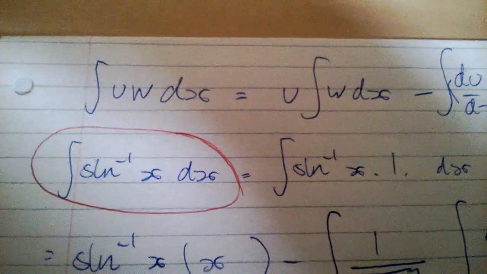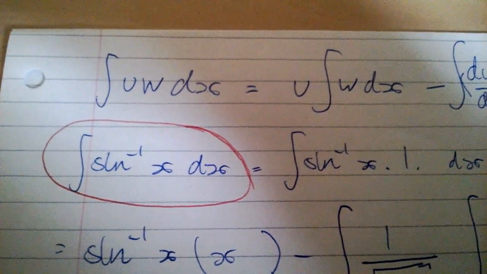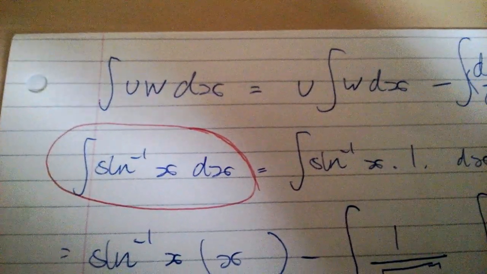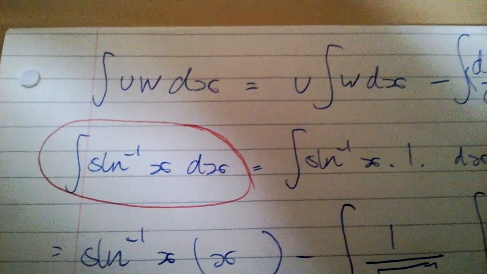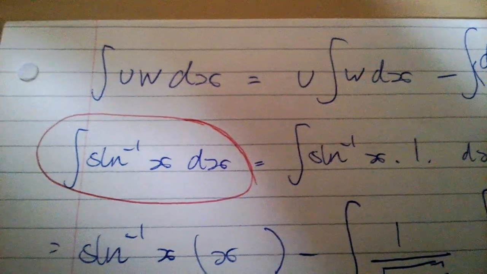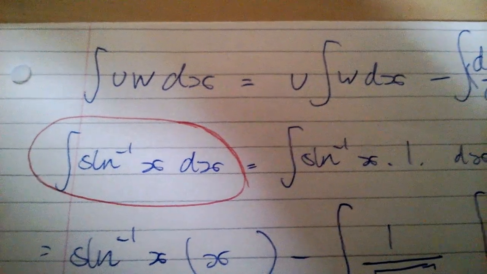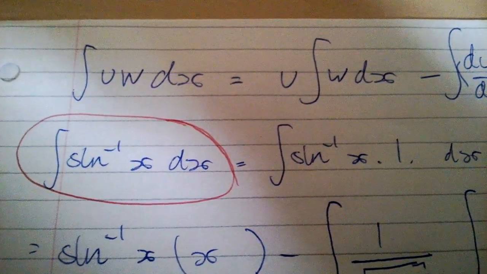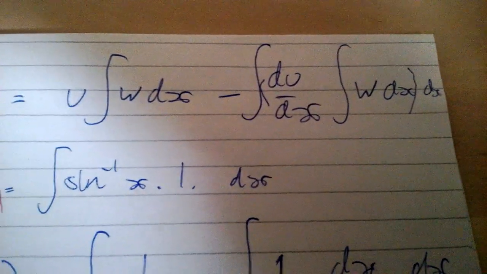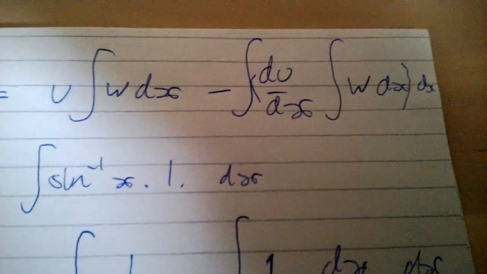Hi, I've just made a video showing how to integrate the product of functions. In my example here, to illustrate, I'm just showing u and w, but in my actual example I used f and g. If u and w are both functions of x, the integral of uw is u times the integral of w dx, minus the integral of the product of du by dx times the integral of w dx, all with respect to dx.